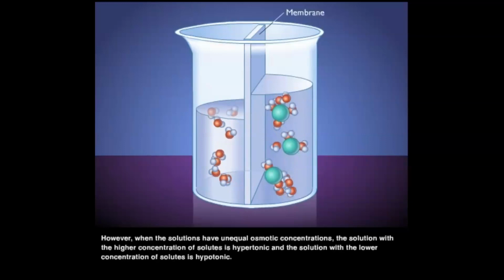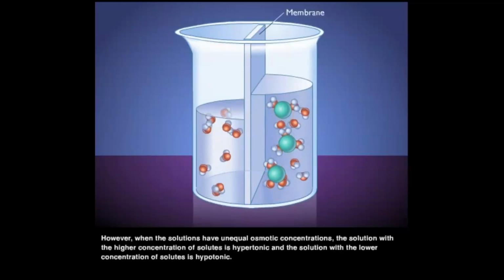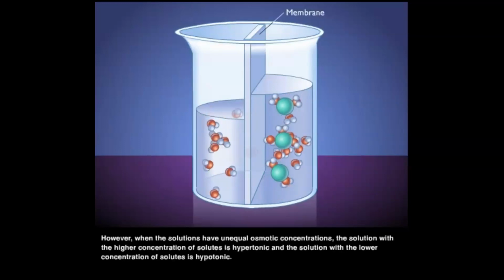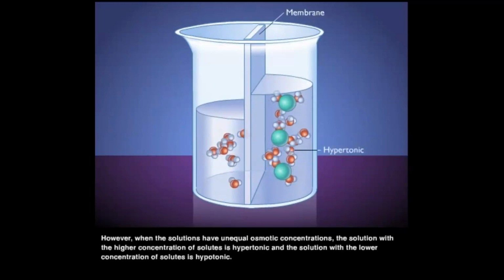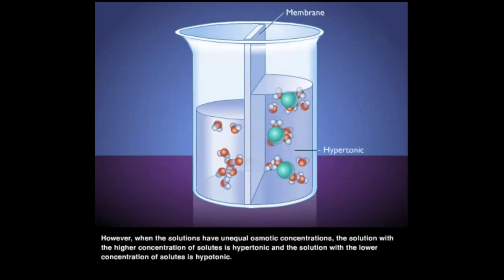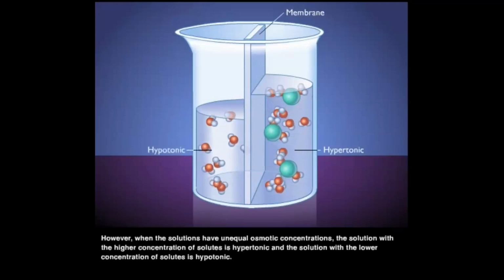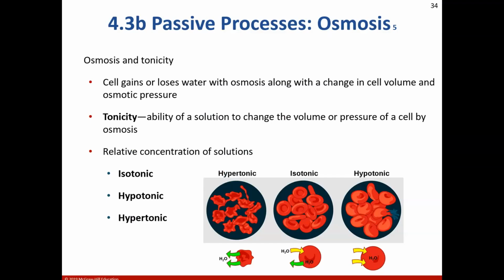However, when the solutions have unequal osmotic concentrations, the solution with the higher concentration of solutes is hypertonic, and the solution with the lower concentration of solutes is hypotonic. So this video described a little bit about tonicity.